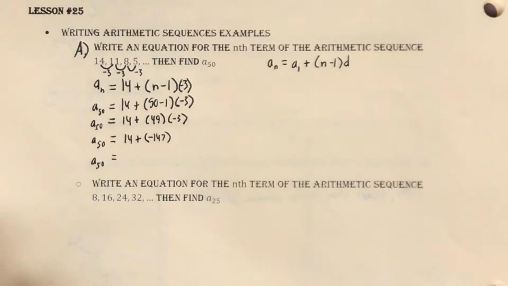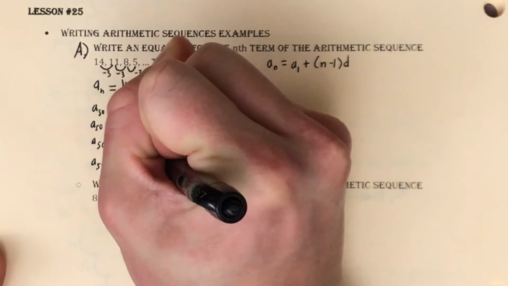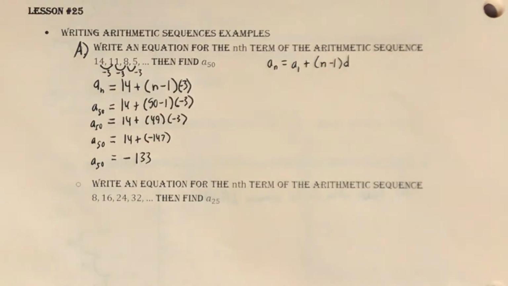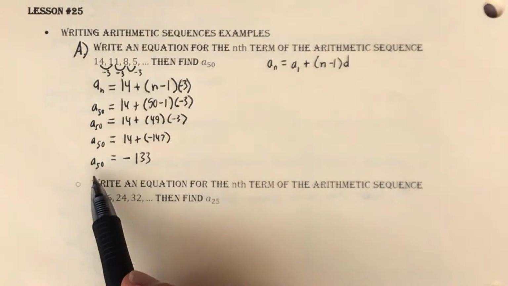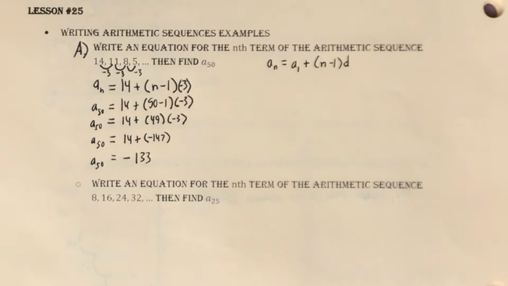Well, that's going to end with a negative number. And then 147 minus 14 is 133. So negative 133. So the 50th term, a of 50, is equal to negative 133.